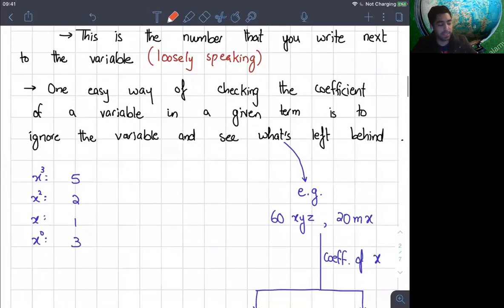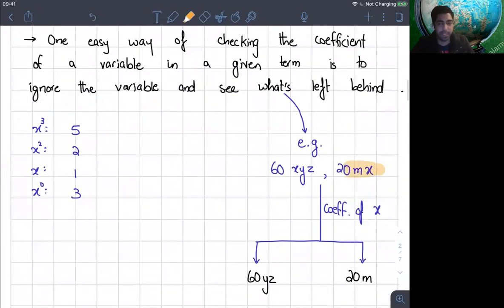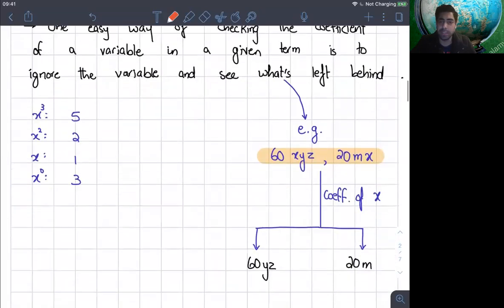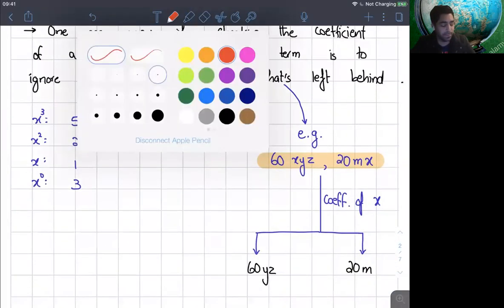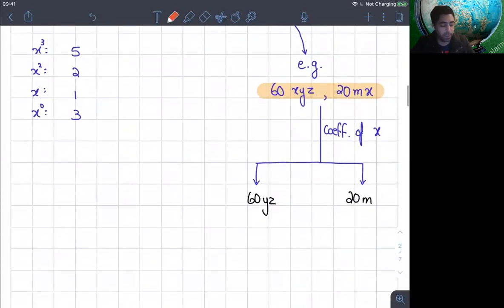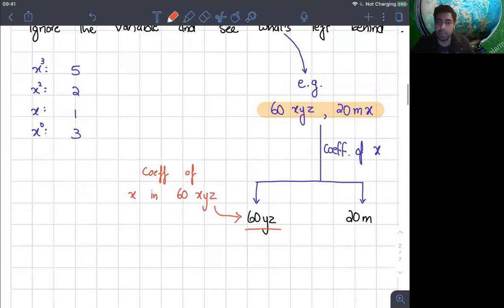Now, what do I mean by that? If you look at these two examples right here, let's say our variable of interest is 60x. Sorry, not 60x. The variable is just x. If the variable is x, then the coefficient of x in 60xyz would just be 60yz. And the coefficient of x in this term right here, 20 times m times x, would be just 20m.